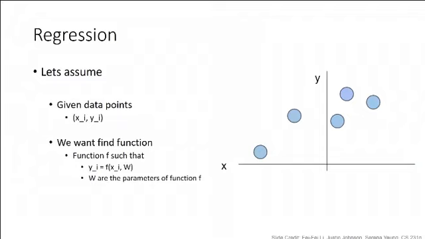So this is a regression problem. We have x and y, so data points are given. There are n data points given, and we want to find a function f, which means we want to find the function f's w parameters, such that when we apply that function to x, we get the y back. So we want to create a relationship between them.